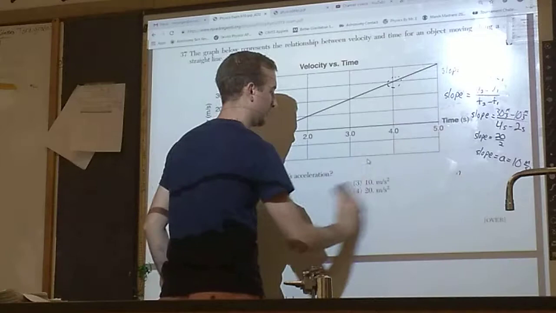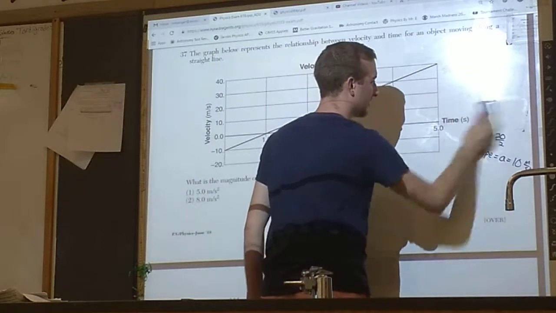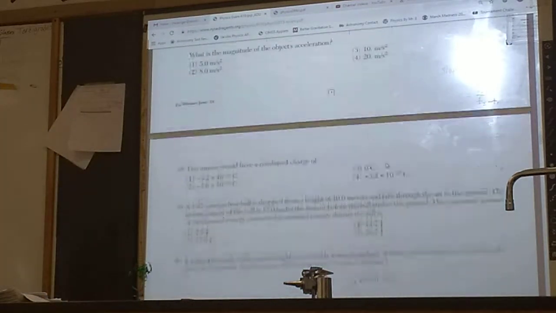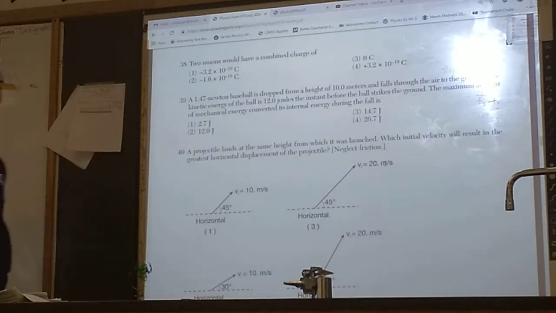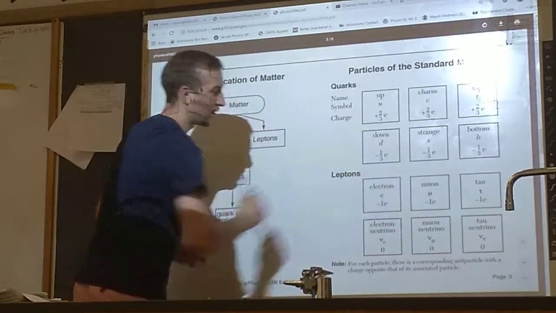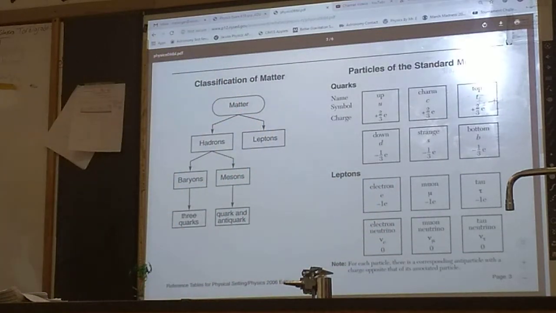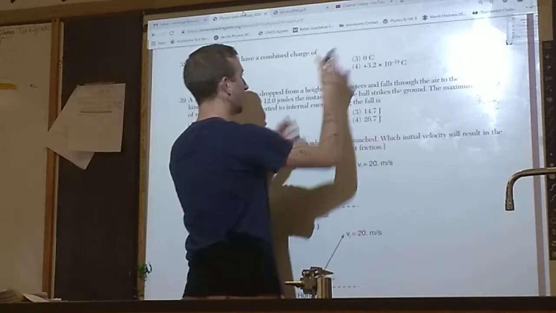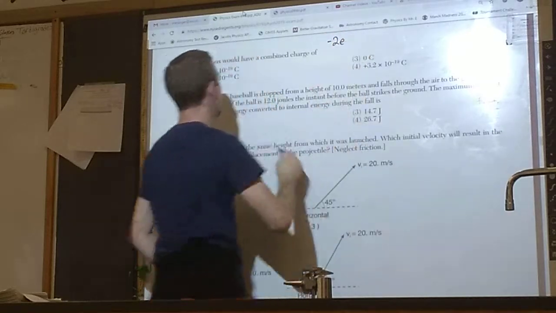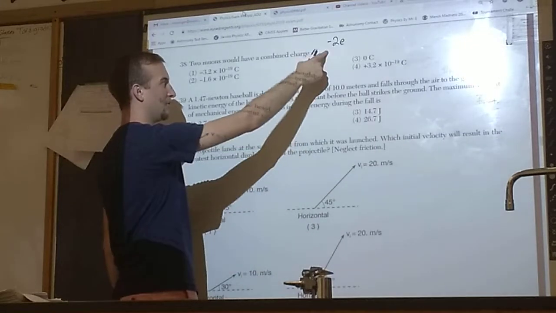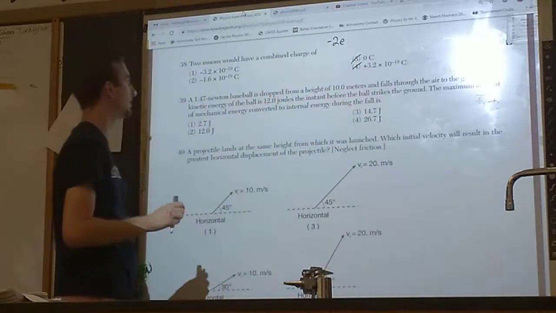The next one, we're going back to modern physics for a little bit, looks like. 2 muons would have a combined charge of what? This is a reference table question. No way around it. All we need to do is go to the reference table, look up muons. Muon is right here. They have charges that are equal to the charge of an electron. Okay? So -1e. If we have 2 of them, that would mean we have a charge of -2e. However, all of our answers are in coulombs. We know muons are negative, so 3 and 4 don't make sense.